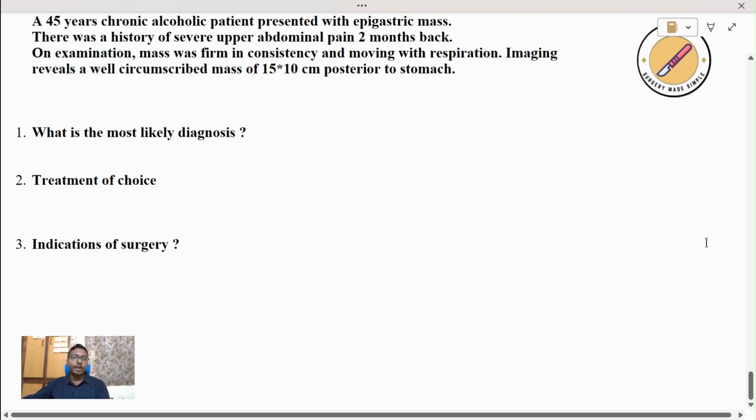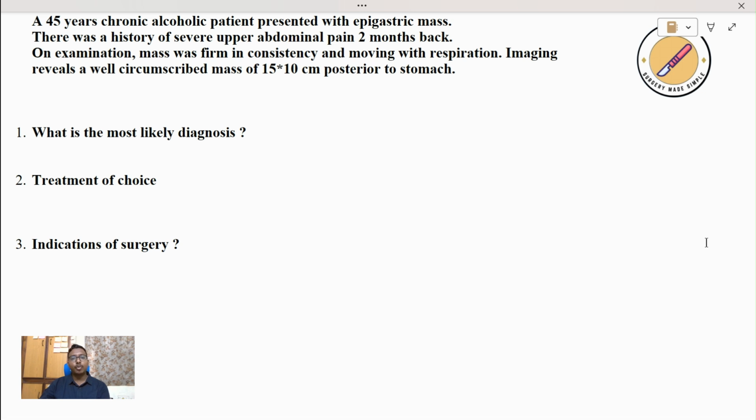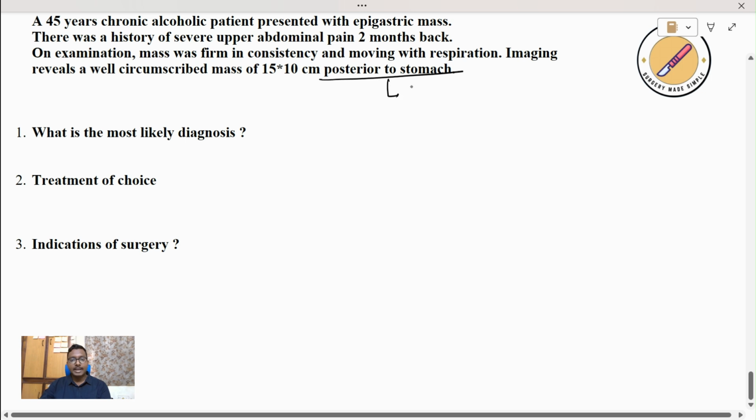A 45 chronic alcoholic patient presented with epigastric mass, history of severe abdominal pain 2 months back. Now, on examination, mass was firm in consistency, moving with respiration. Imaging reveals well circumscribed mass of 15 by 10 centimeters posterior to the stomach. So, posterior to the stomach, this anatomical area is called lesser sac.